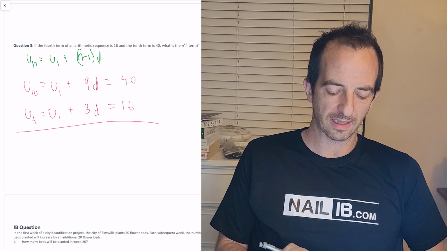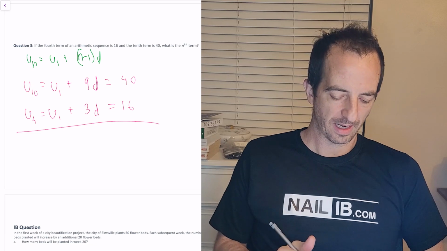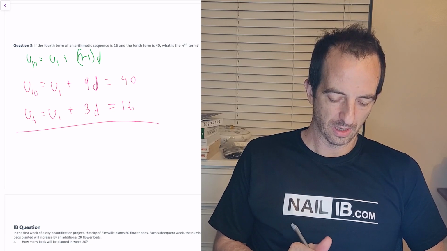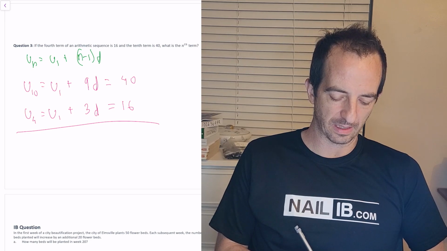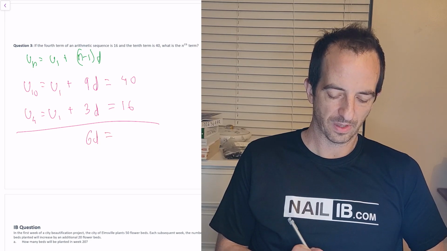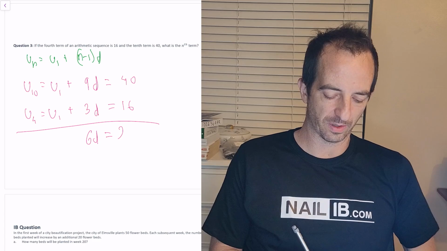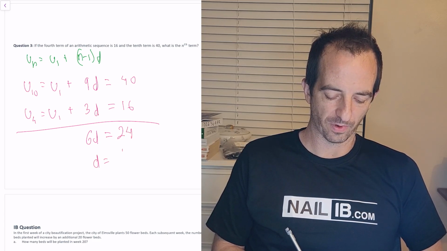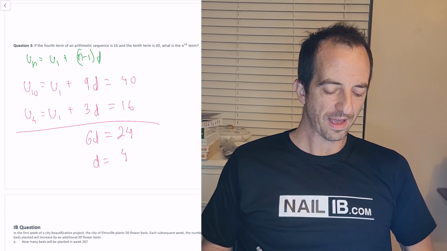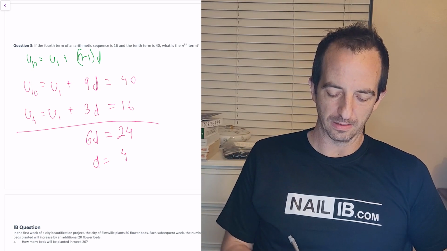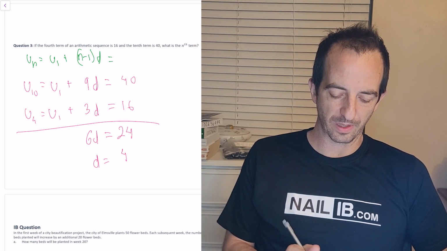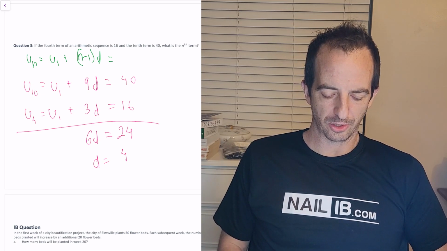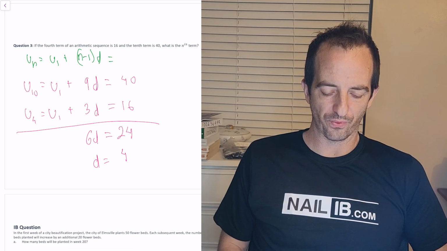And now we could subtract the bottom equation from the top. And in this case, the u1s are going to cancel out, which is good. We're going to be left with 9d take away 3d, which is 6d. 40 take away 16 is 24. And in this case, d is equal to 4. With that information, we could go back and plug it in to any one of these equations in order to solve for that u1. And when you do that, you should see that u1 is equal to 4.